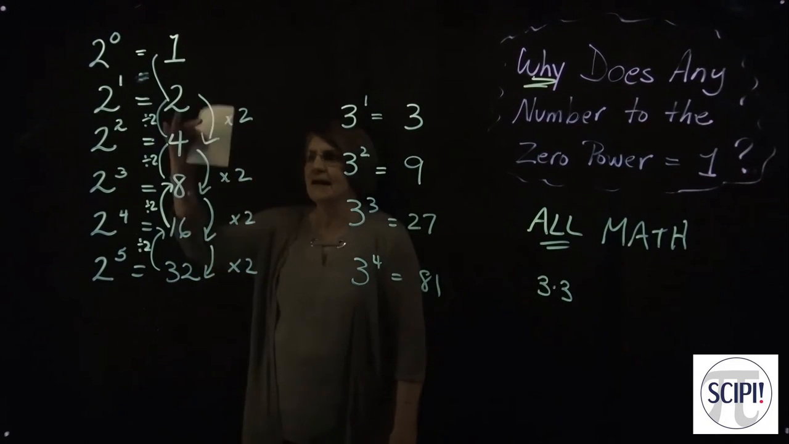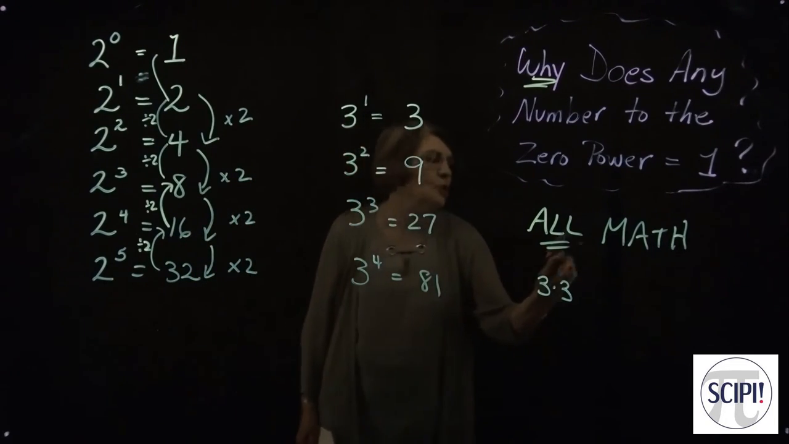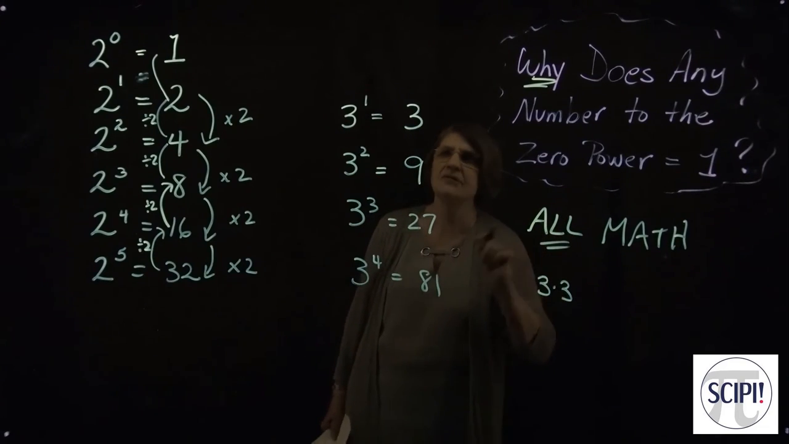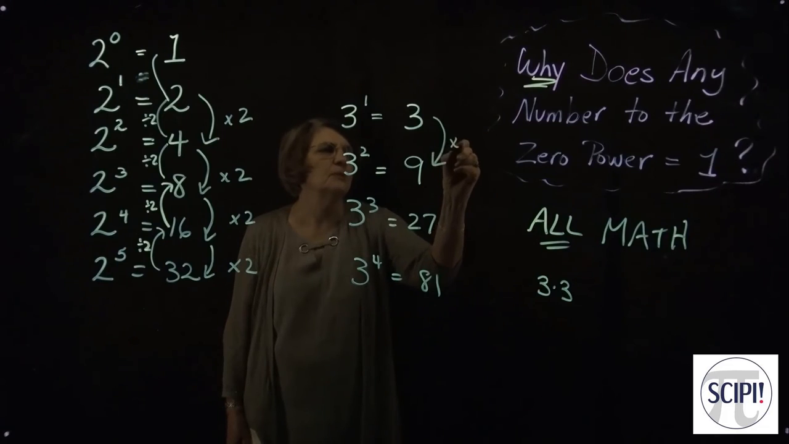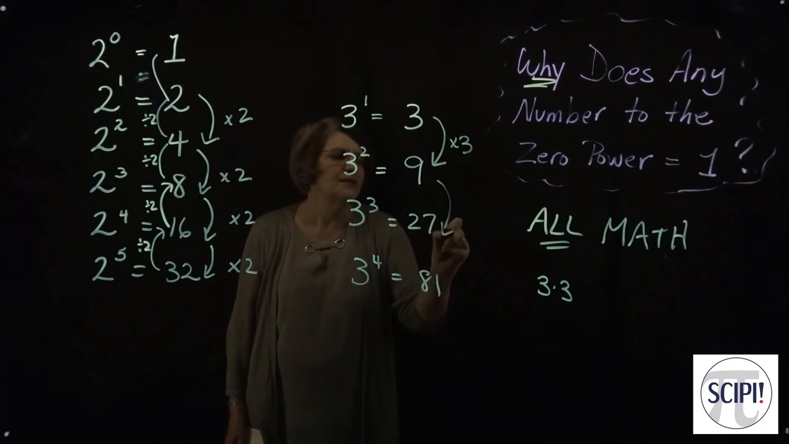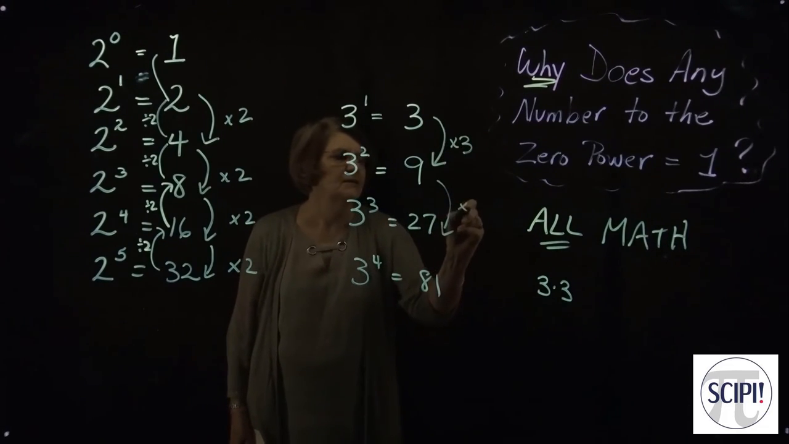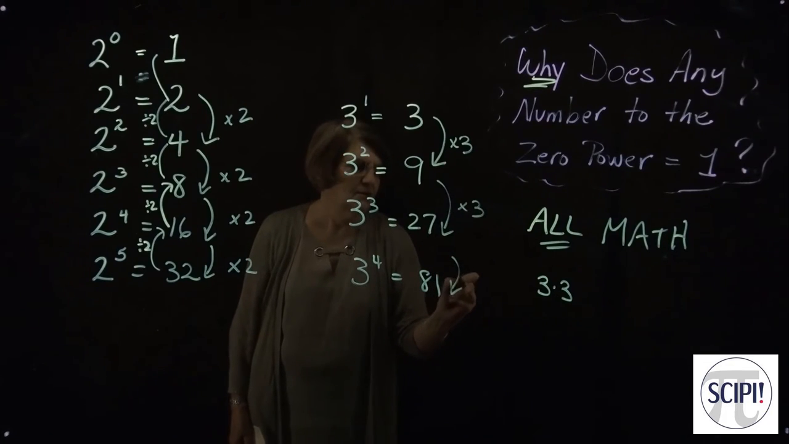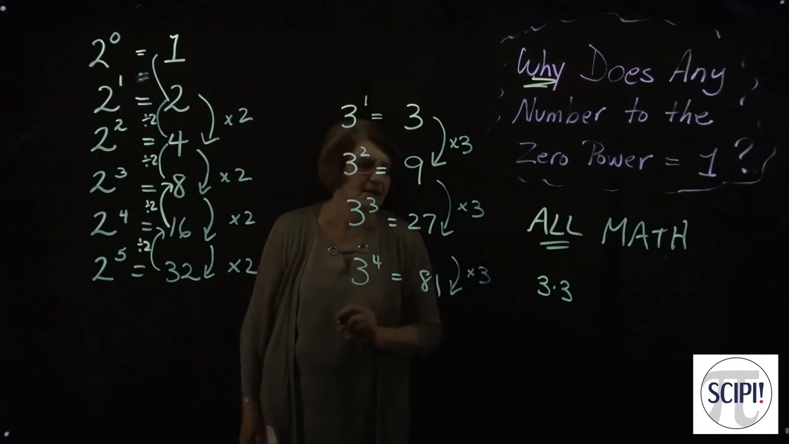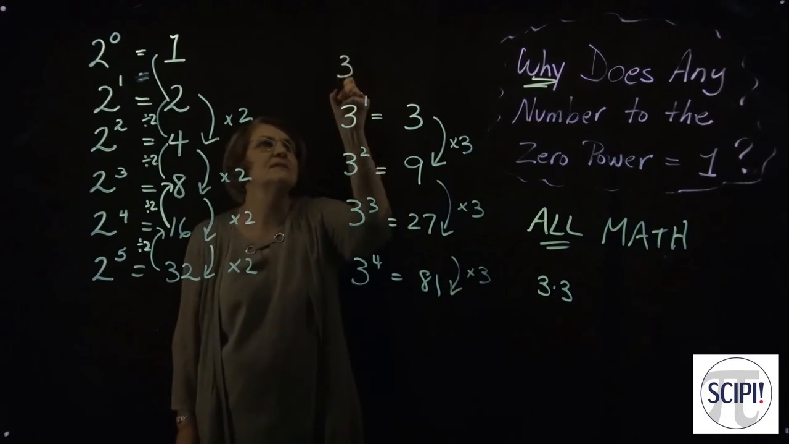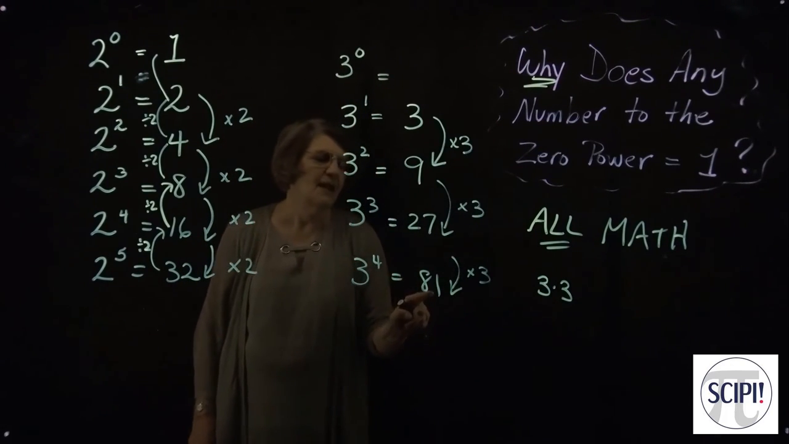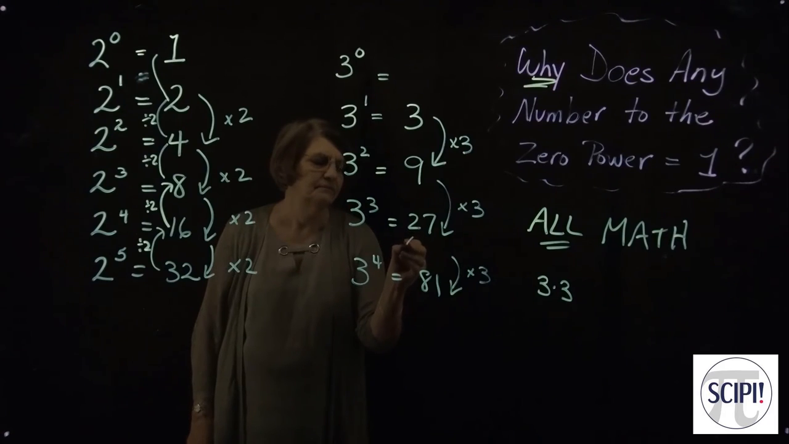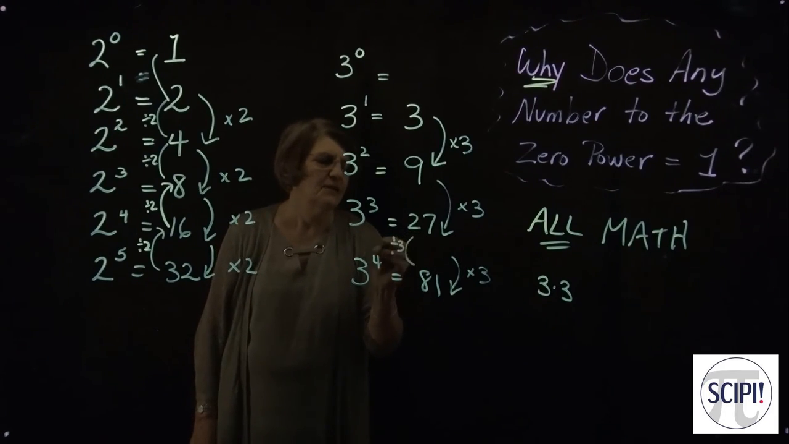So let's go back and let's use our pattern, because all math is based on patterns. So how did I get from 3 to 9? Multiplied by 3. So what do you think here? Very good. And how about here? Good. Now we're going to put 3 to the 0 up here and we're going to go backwards. How did I get from 81 to 27? That's right, I divided by 3.